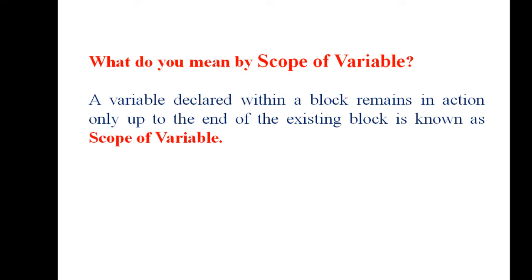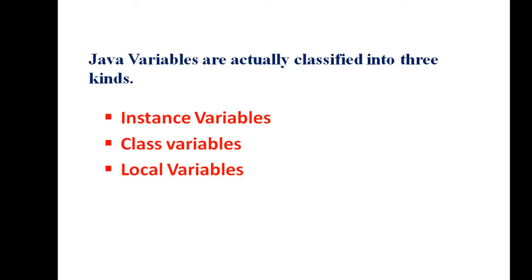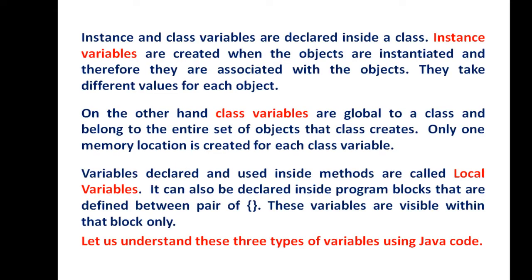Today our topic is scope of variables in Java. What do you mean by scope of variable? A variable declared within a block remains in action only up to the end of the existing block is known as scope of variable. In Java, variables are actually classified into three categories: instance variables, class variables, and local variables.